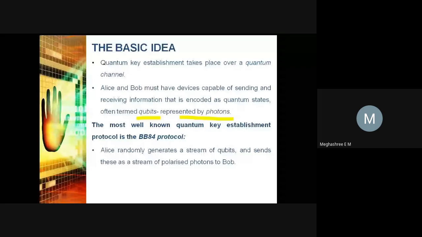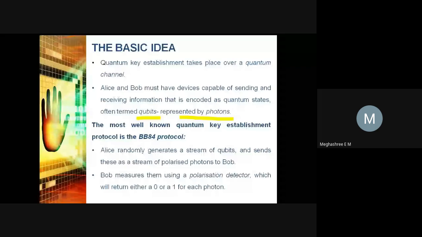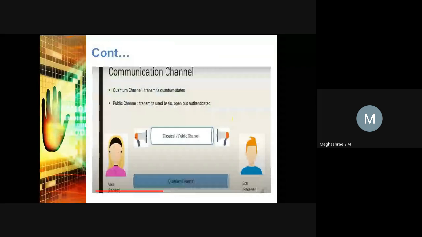So here, let's consider this. Alice randomly generates a stream of qubits, that is nothing but the data, and sends this to Bob as a stream of polarized photons. At Bob, I said the devices will be there, a specific device, using which he will detect the photons either in the form of 0 or 1. That can be done with the help of a polarization detector, which is depicted in this diagram.